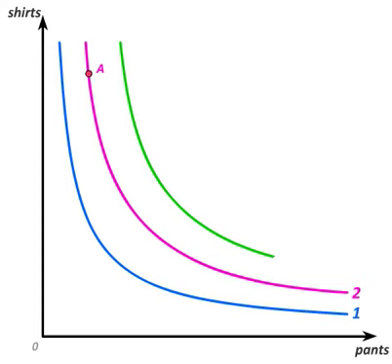Similarly, we can draw a third indifference curve that lies above the magenta indifference curve. We'll put a label of 3 on this one, indicating that any bundle on the green indifference curve is preferred by this consumer to any bundle on the magenta indifference curve or any bundle on the blue indifference curve. And we can keep going this way.